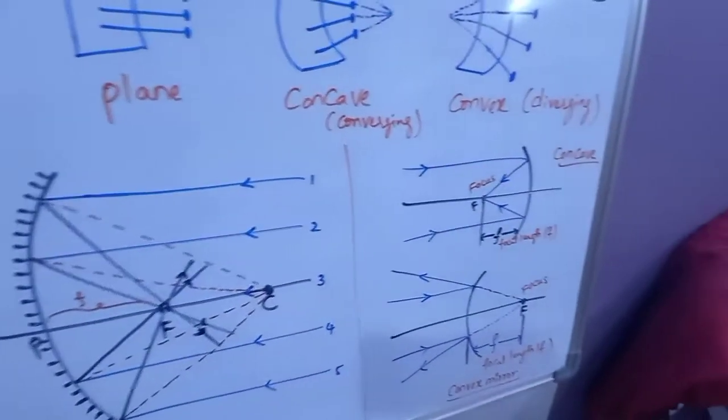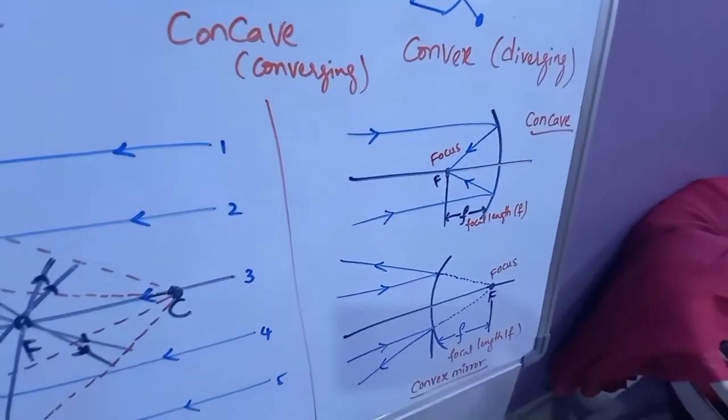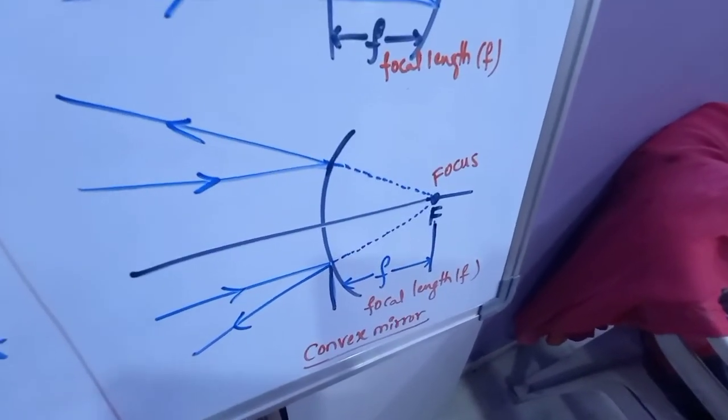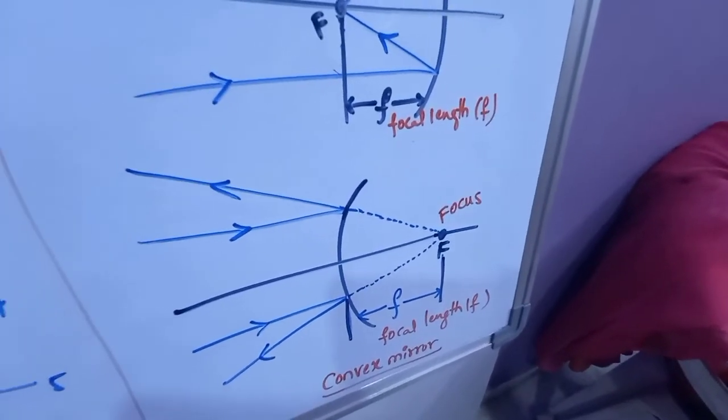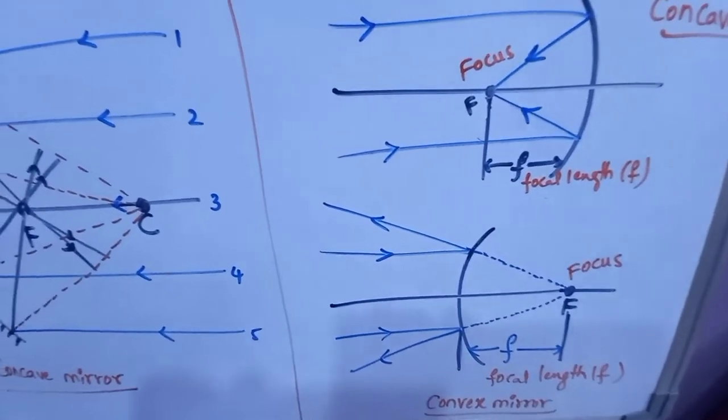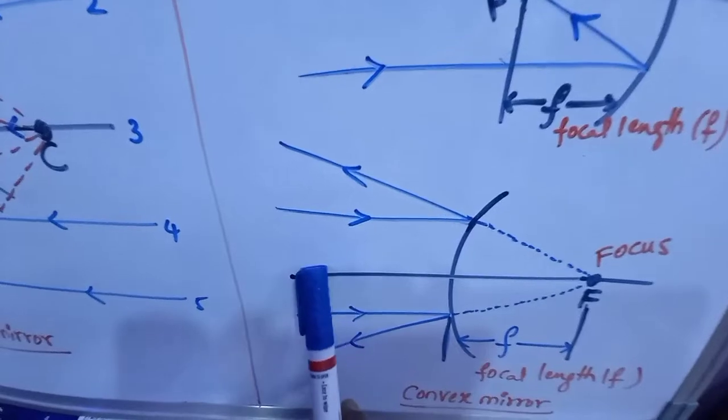Okay children, can you draw the same diagram for a convex mirror? Yes, for a convex mirror also we can show it like this. The parallel rays appear to diverge. Here we can see the rays which are coming parallel to the principal axis.